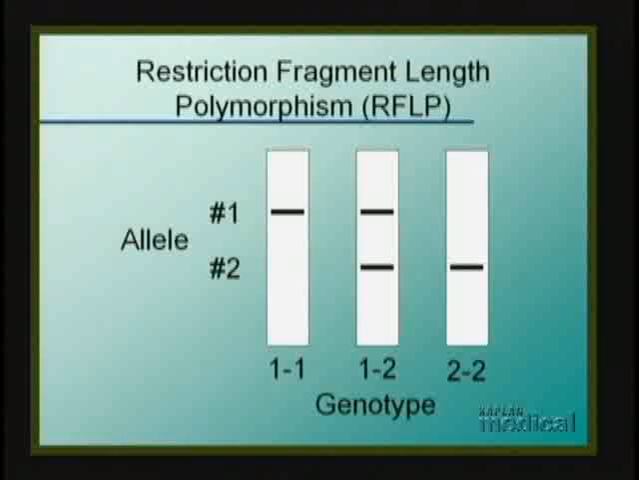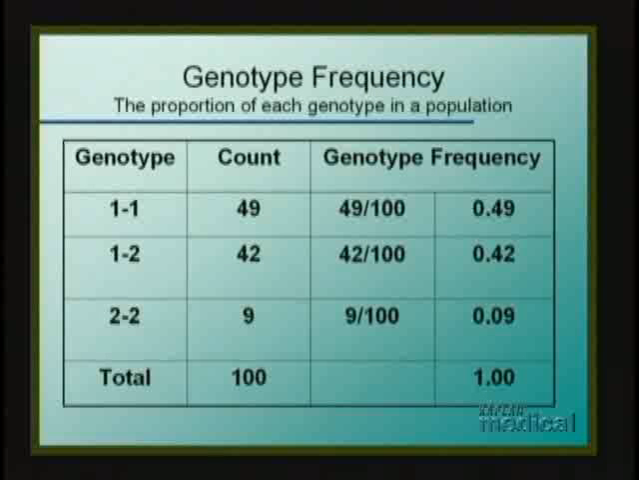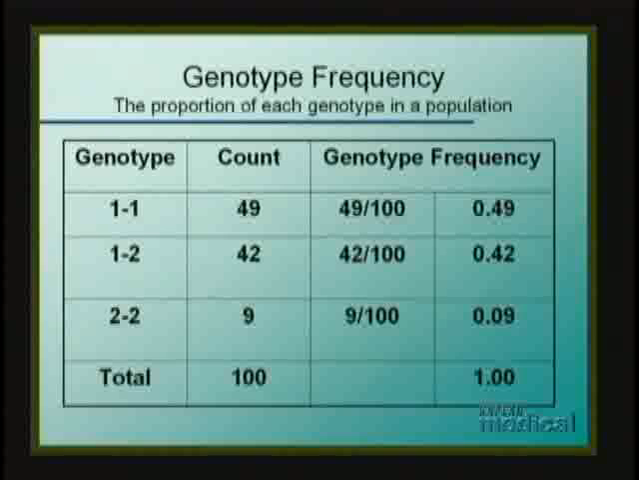In your book, in the example, what they have done is to take DNA samples from 100 people. Down at the bottom it says the total count is 100. That means that they took DNA samples from 100 people and ran those Southern blots to determine the genotype of each of those 100 people. And you can see in this table that they found 49 people with the genotype 1-1, 42 people with the genotype 1-2, that is the heterozygous people, and there were 9 people who were homozygous 2-2.